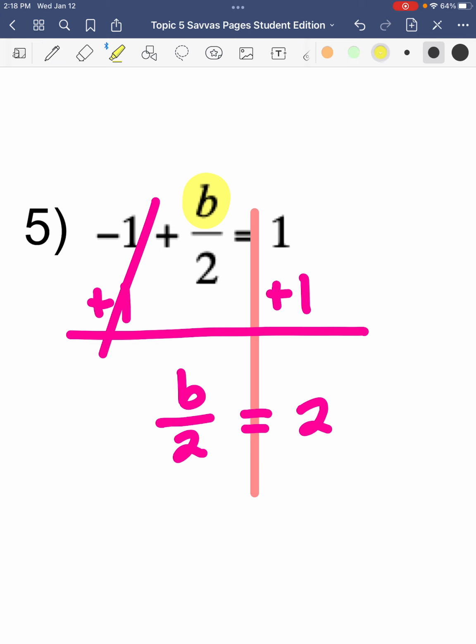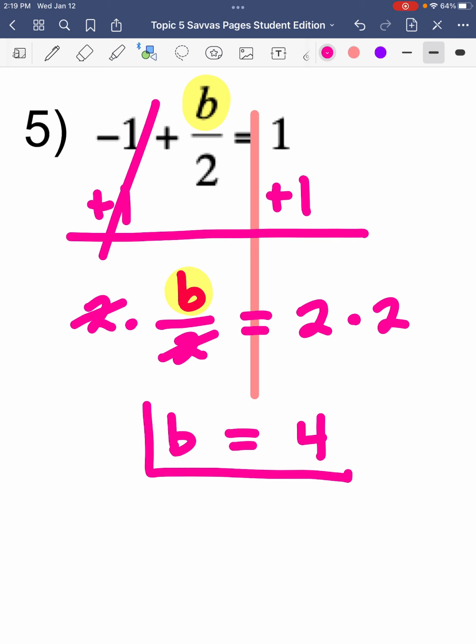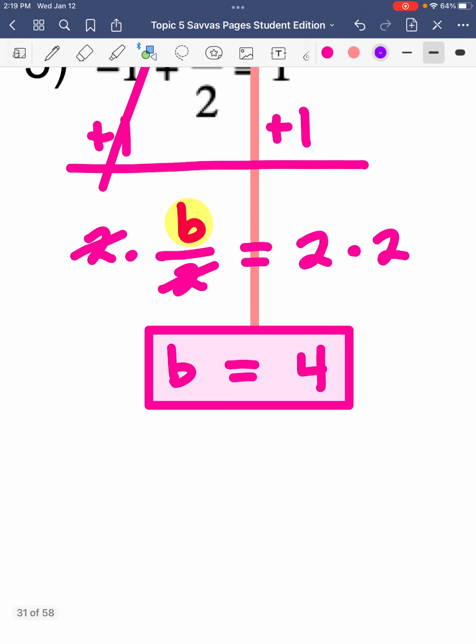Okay, now I'm still trying to get this B by itself. And B is connected to 2 through division. So how do I undo division? Well, I multiply. I'm going to multiply by 2. And I'm going to do that on both sides to keep everything balanced. So on the side with the B, the 2's cancel out, and B is by itself. Now on the other side, 2 times 2 is 4. So B equals 4 is my solution. Can I still plug it in to check? Yes, I sure can. So let's do that real fast.